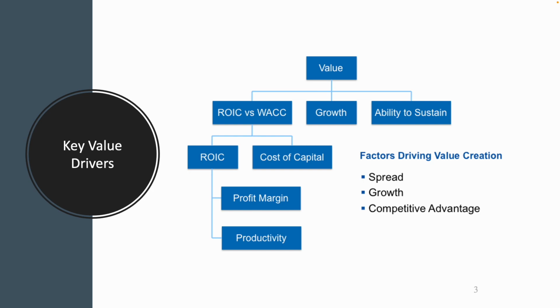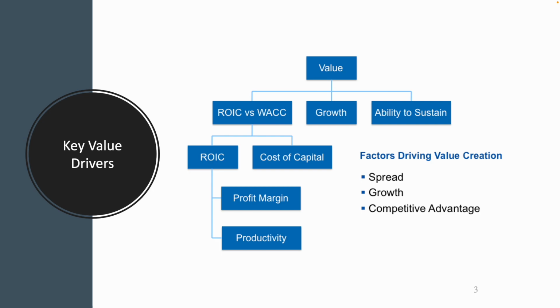Behind this is the math. The math is called key value drivers, KVD. And this is the math behind the cornerstones. Summarized at a high level, 3 things matter: spread, growth, sustainability. How long the spread lasts, how long the growth lasts.